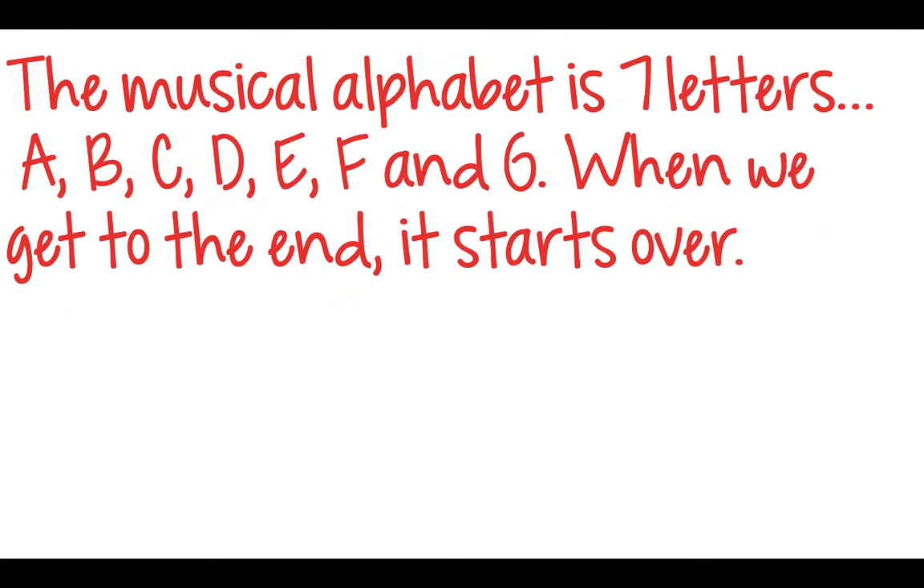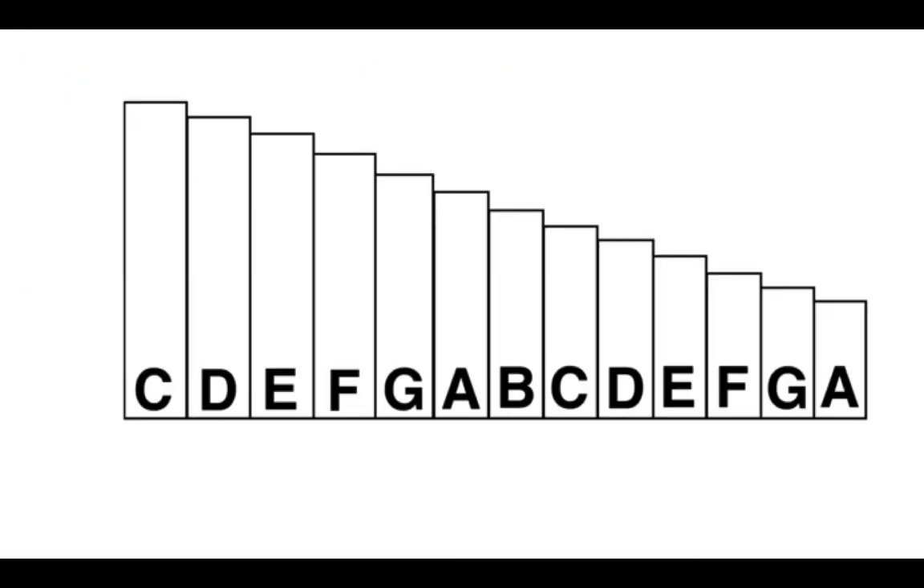The musical alphabet is 7 letters: A, B, C, D, E, F, and G. When we get to the end, it starts over. You know this because we play on the xylophones a lot, and our xylophones start on C, D, E, F, G, A, and after G, it starts over: A, B, C, D, E, F, G, and it can keep going on and on.